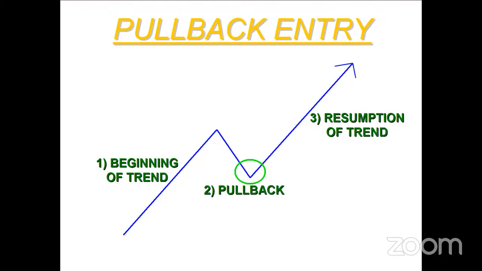This is why pullback traders like to wait for these opportune times at lower levels when all the conditions are met to get in. And then they go into phase three, the resumption of trend. This is a very common pattern. This is a pattern actually that repeats itself all throughout nature.